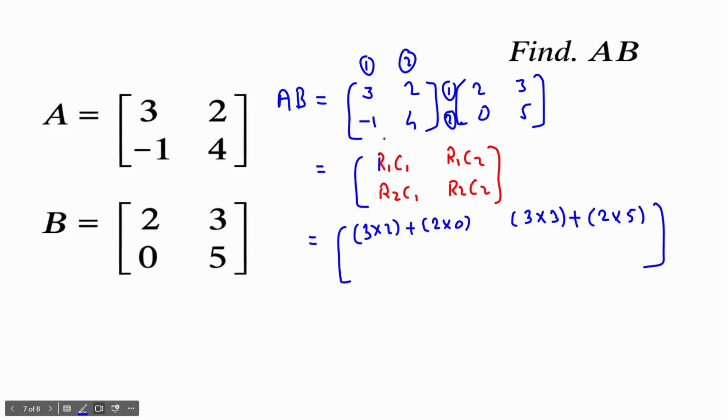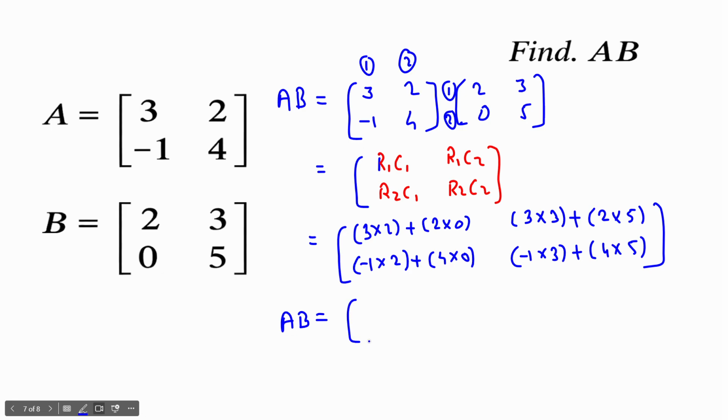Now R2 C1, you have to consider the second row and first column, so you will get minus 1 into 2 and plus 4 into 0, the second element 4 multiplied by the second element of the column, 0. This will be your R2 C1. Finally, multiply the second row and second column, so minus 1 into 3 plus 4 into 5.